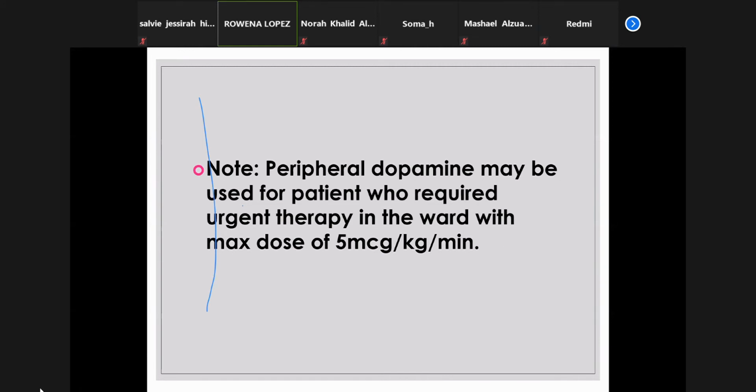So peripheral dopamine may be used for patients who require urgent therapy in the ward, but please do remember the maximum dose of dopamine is only 5 mics per kilogram per minute, okay? Don't exceed 5 mics. And because you are in the ward, the patient should also be in the intermediate care unit within the ward, okay? If you have IMCU or step down, then the patient should be monitored there.